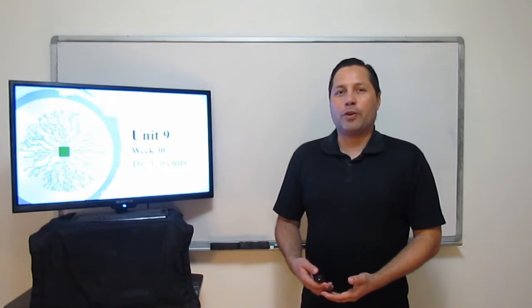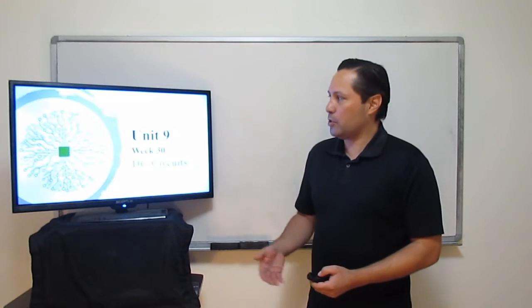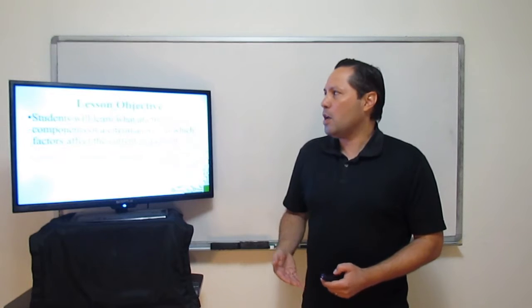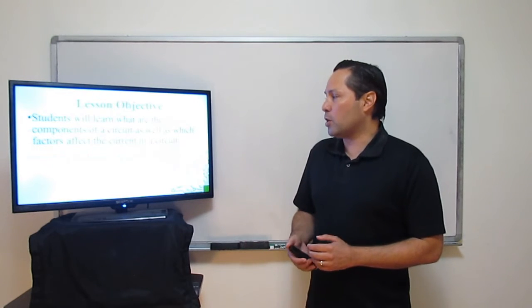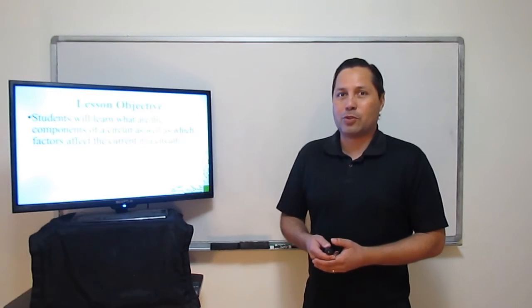Hi, this is week 30 of AP Physics, and we're starting Unit 9, which deals with DC circuits. For our agenda, we're going to be looking at electric current as well as resistivity. And for our lesson objectives, the students will learn what the components of a circuit are as well as which factors affect the current in a circuit. Let's go ahead and get started.